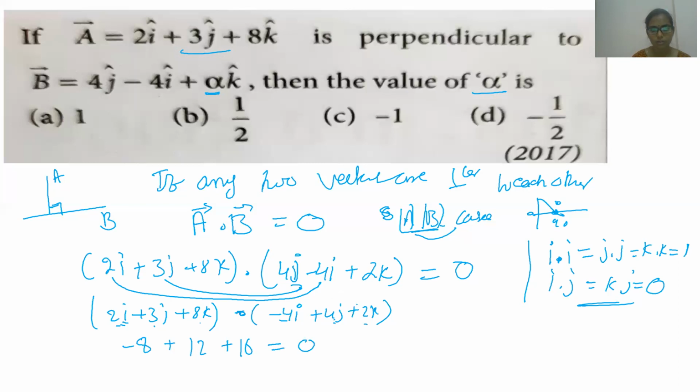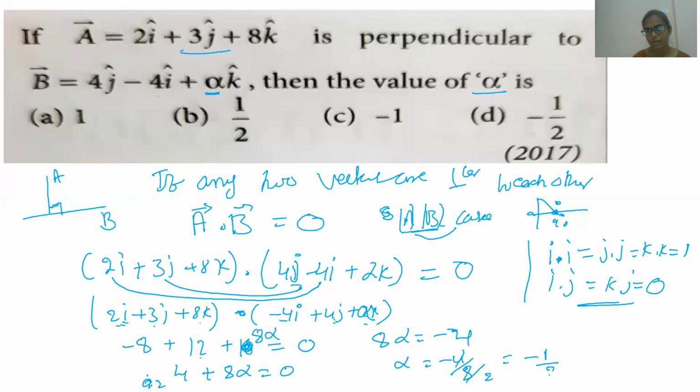So I take minus 8 plus 12 plus 8 alpha. Sorry, it is not 2, it is alpha, so what will become 8 into alpha. This becomes 8 alpha equals 0. Now, 12 minus 8 gives you 4, plus 8 alpha equals 0. Now take 8 alpha equals minus 4 to that side, so alpha equals minus 4 by 8. 4 ones are 4, 4 twos are 8. What do you get? Minus 1 by 2.